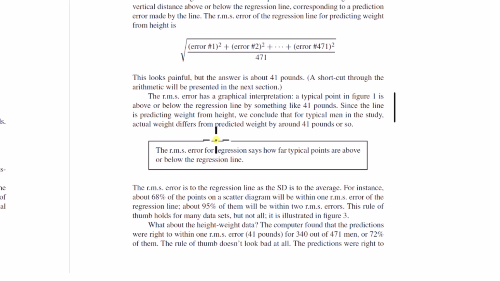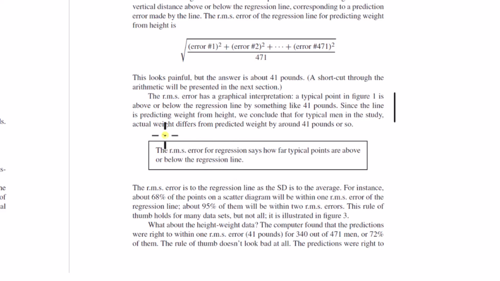The RMS error is more of just telling you how accurately you can predict a man's weight given his height. It's giving you a sense of that. Yeah, so the RMS error for the regression says how far typical points are above or below the regression line. That's it. That's all it's telling you.